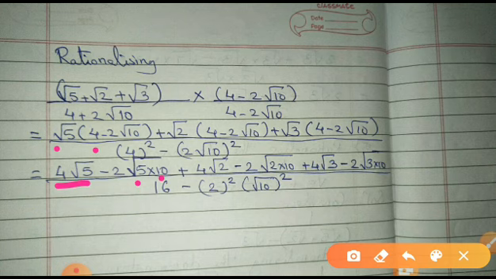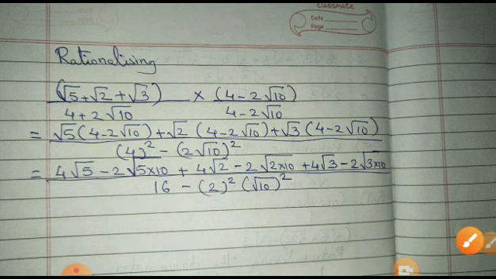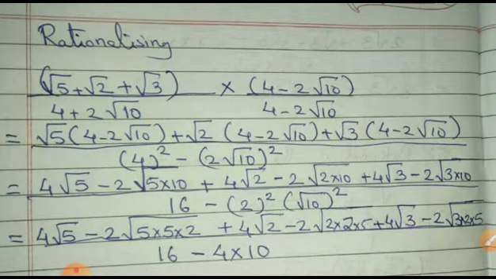Okay. Plus 4 root 2. Then minus 2 into root 2 into root 10, which is root of 2 into 10. Similarly, this we have simplified here. 4 square is 16. 2 root 10 square, what will I get? 2 square into root 10 square. See, this step is very important. If you make a mistake here, the rest will be wrong.